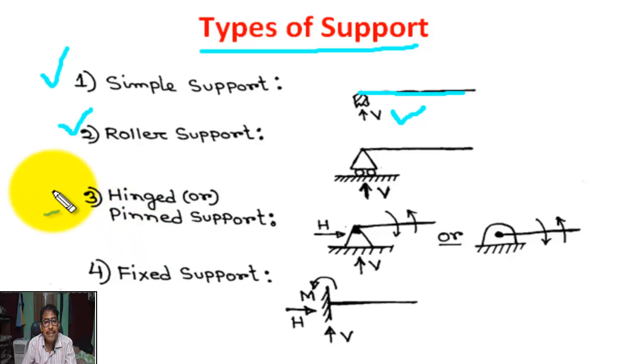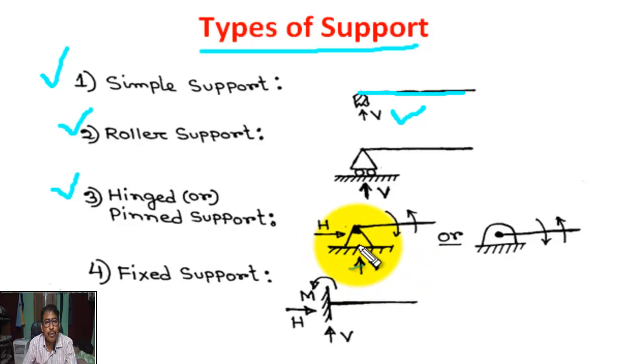Number three, hinge or pin support. This is the hinge or pin support, this is the beam. Hinge means the beam can rotate in this way and in this way. Symbolically, this is the hinge support. In hinge support, both horizontal and vertical reactions act on the beam.